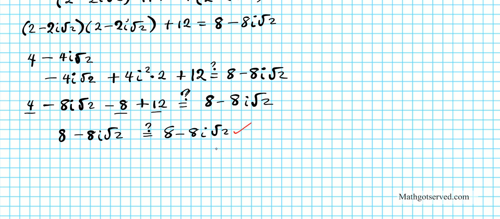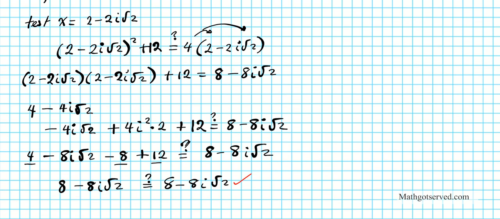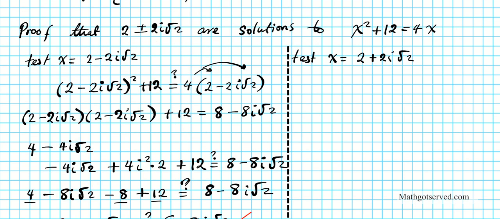All right. Now let's try the second one. Let's test the second one again. See if we get a true statement. If we do, then we'll celebrate because our answer is correct. The next thing we're going to do is go ahead and test the other solution, x equals 2 plus 2I root 2. If you notice, this is a conjugate of this, all right? So we're going to plug it into the original problem that we have up here, our test.